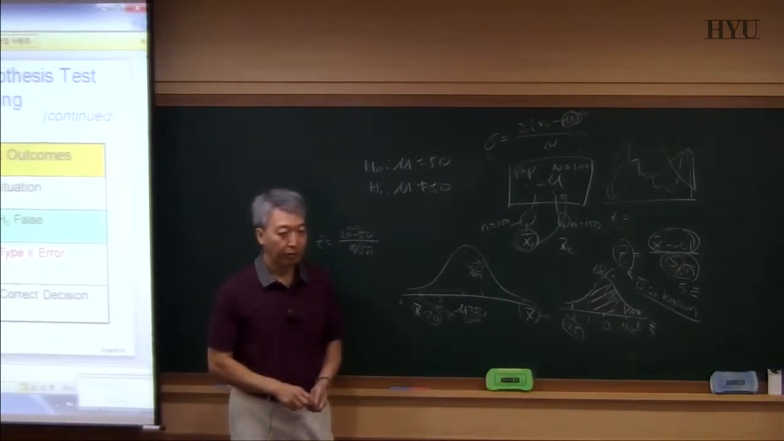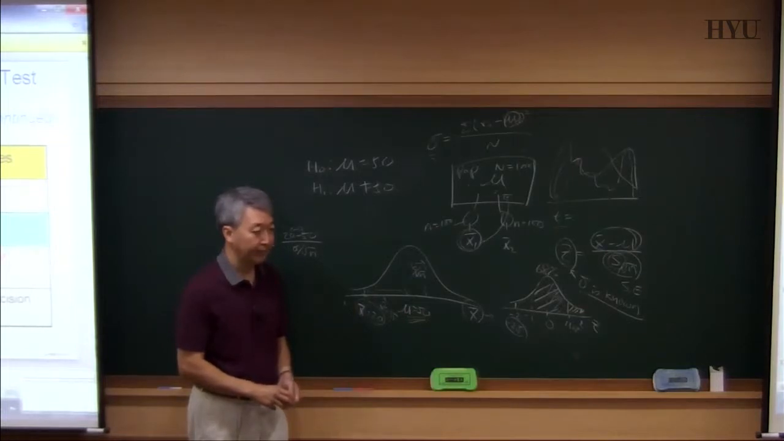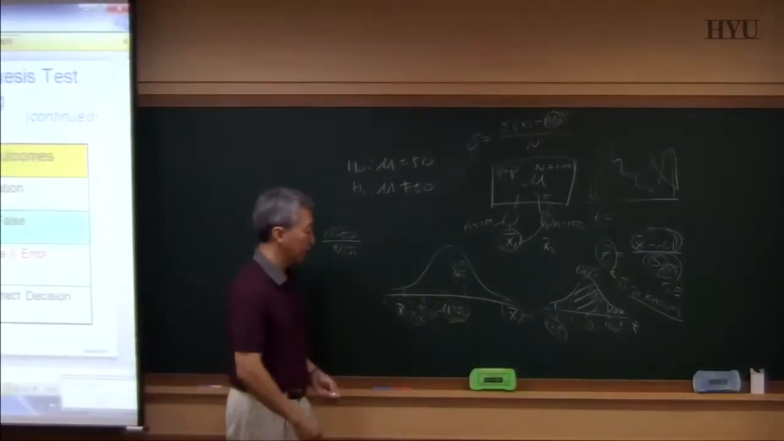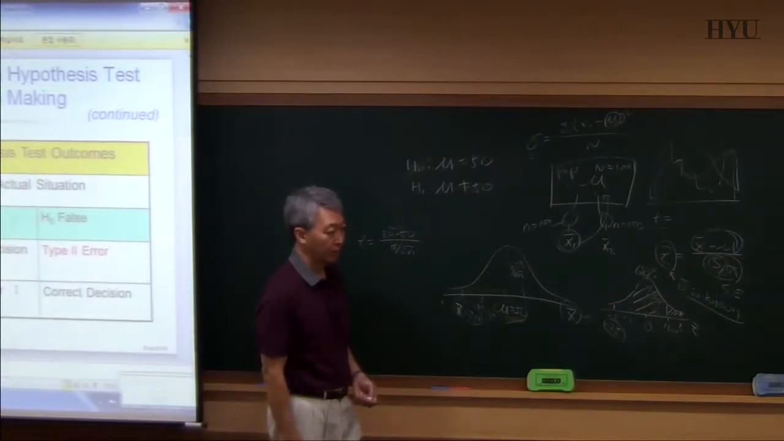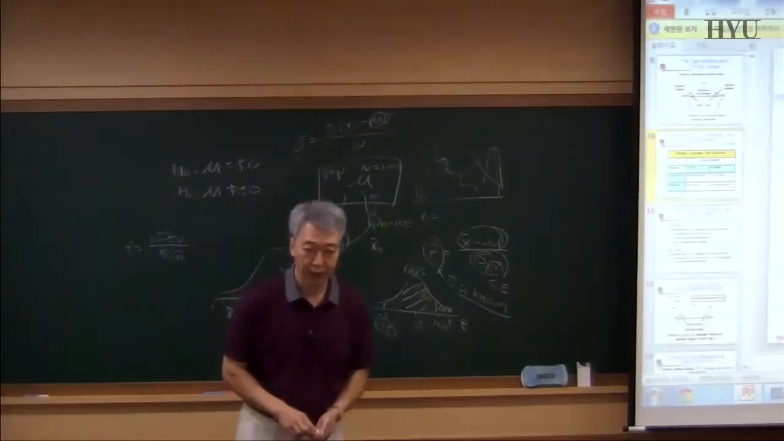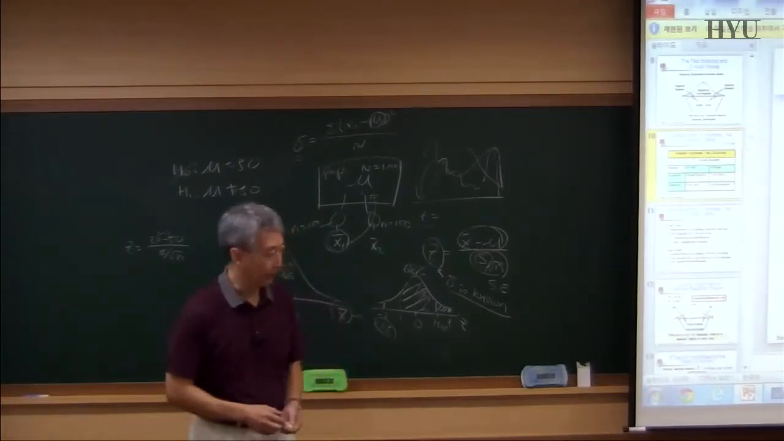However, you could still be making an error. In other words, as you said, if your sample was bad, somehow you selected a bad sample and the sample does not represent the population, then it is still possible that the population mean is actually 50, but somehow you decided to reject the null hypothesis, right? That's type 1 error, right? Well, we can control the risk of type 1 error by setting up the alpha level, right?